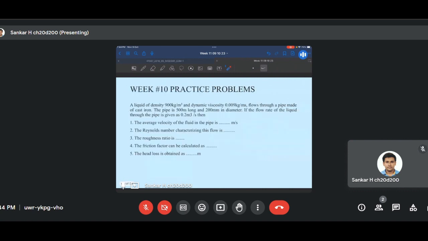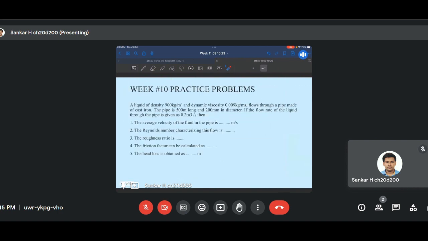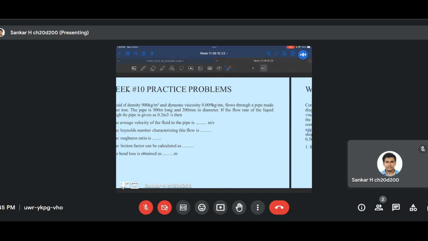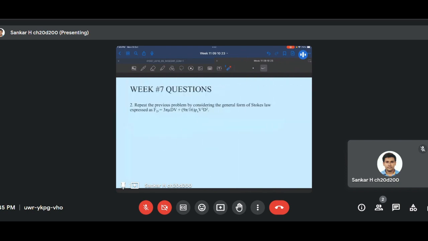And after that, it's very straightforward. I'm leaving these calculations to you. If you have any doubts, please let me know. And we have the practice problems. This is very similar to what we've been doing till now, where we have a liquid of given density and viscosity, pipe dimensions are given, and you find the average velocity, Reynolds number, roughness ratio, friction factor, and the head loss. So with this, I'll stop for this week's problems. If you have any questions, please do let me know.